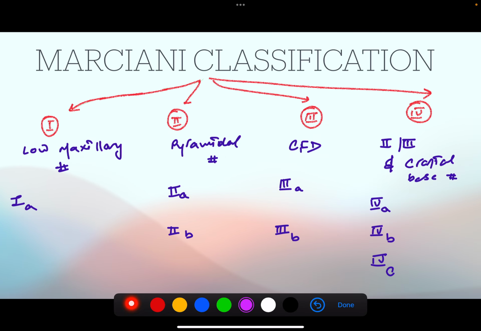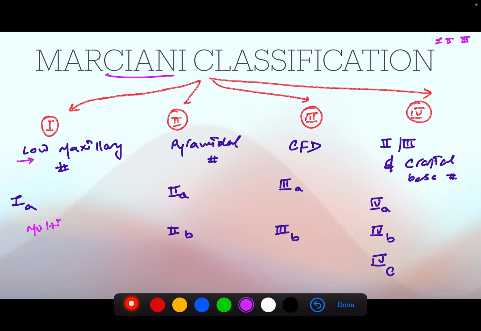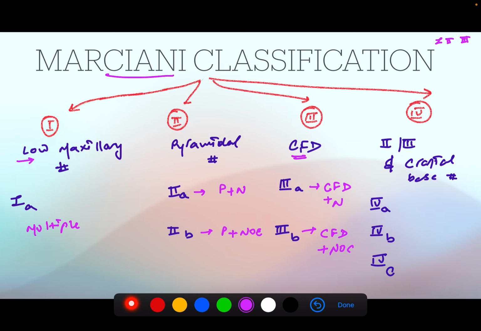Afterwards, Le Fort only classified Le Fort 1, 2 and 3. Marciani modified this classification and said for Le Fort 1, when there is a low maxillary fracture, multiple segments can also be involved. And for Le Fort 2, pyramidal fracture, Le Fort 2A, he said it will be pyramidal and nasal bone fracture. Le Fort 2B will be pyramidal and NOE fracture. For Le Fort 3, which is craniofacial dysjunction, he said it will be craniofacial dysjunction along with nasal bone fracture, and craniofacial dysjunction along with NOE fracture.